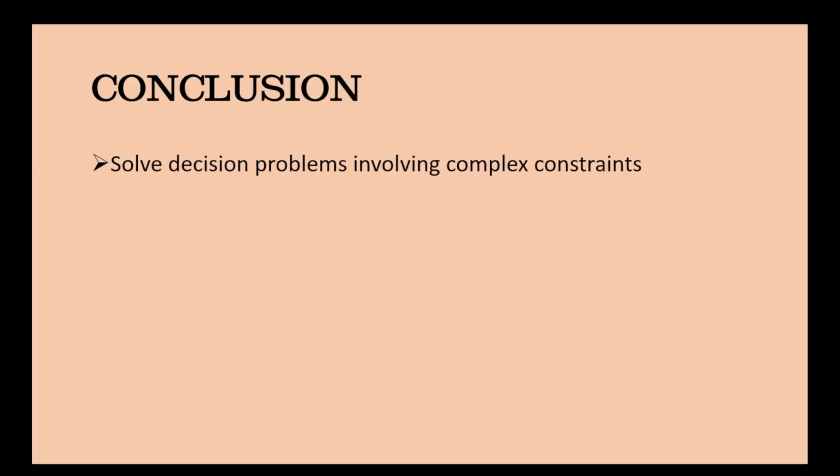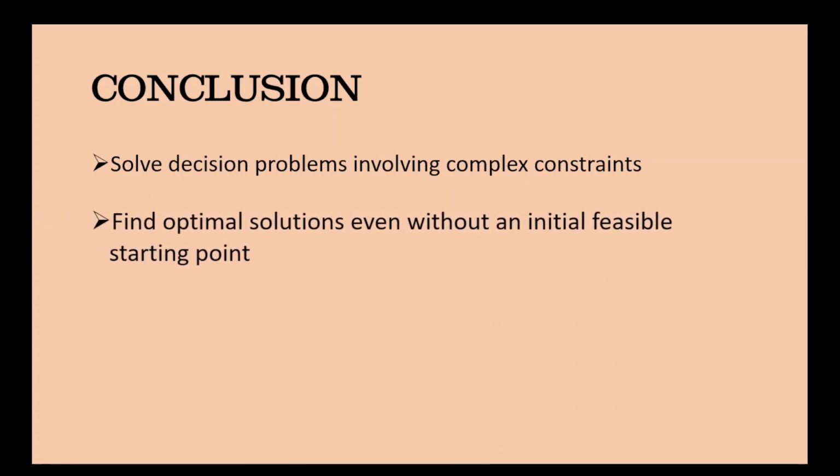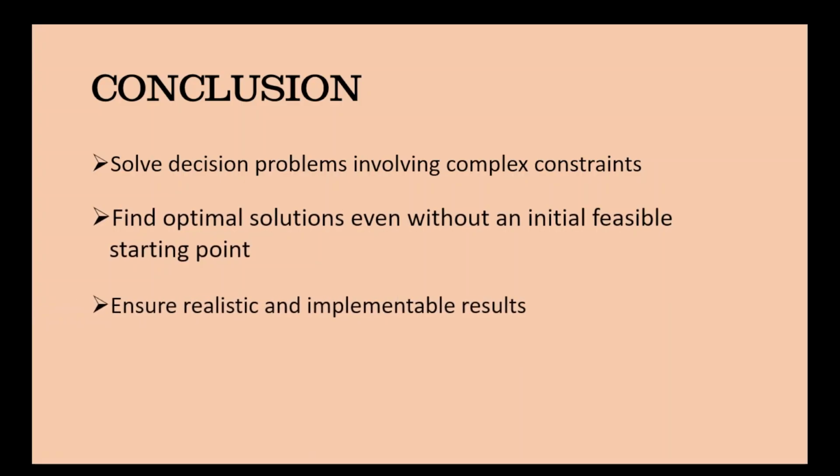Conclusion: the Big M method is an essential tool in engineering management, operations research, and optimization. It allows managers, engineers, and analysts to solve decision problems involving complex constraints, find optimal solutions even without an initial feasible starting point, and ensure realistic and implementable results. Mastering this method not only strengthens your understanding of linear programming, but also enhances your ability to solve real-world engineering management problems.